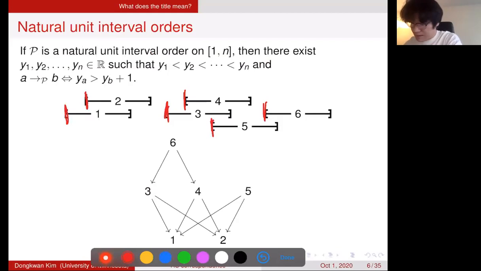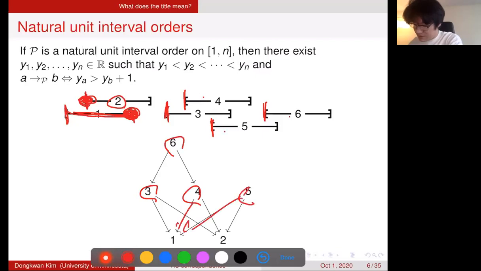And here, 1 is not smaller than 2 with respect to P, because the endpoint is not smaller than the starting point of 2. So it means you shouldn't have overlap to compare two elements in P. And then you see why it is named natural unit interval order: these starting points are in the natural order, so it's natural, and then you have unit intervals, so it's a unit interval order. Okay. So here, 1 is smaller than 3, 4, 5, 6, but not 2.